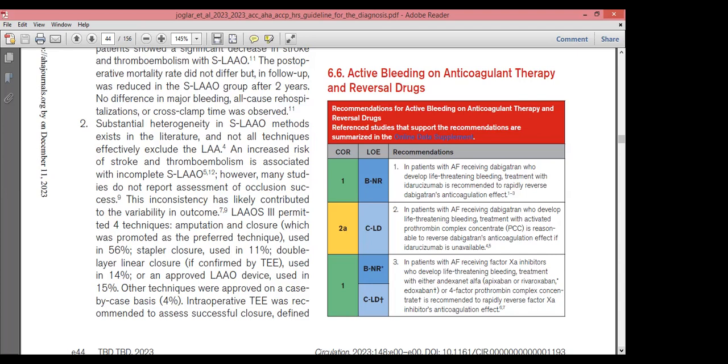Then class 2A, this one is with respect to dabigatran. It says in patients with AF receiving dabigatran who develop life-threatening bleeding, treatment with activated prothrombin complex concentrate is reasonable if idarucizumab is unavailable. So if a patient is taking dabigatran and develops bleeding, class 1, use idarucizumab. If there is no idarucizumab, class 2A, use activated prothrombin complex concentrate.